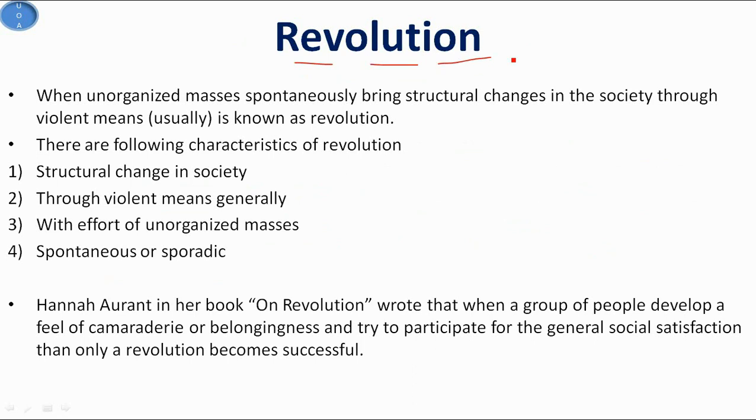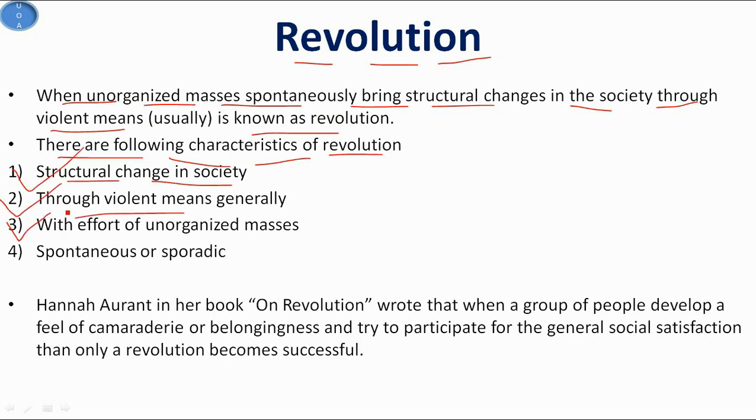Now we see the last topic, that is revolution. When unorganized masses spontaneously bring structural change in the society through violent means, it is known as revolution. And there are the following characteristics of revolution. The first being structural change in society, then it is through violent means, then it is with the efforts of unorganized masses, and it is spontaneous or sporadic. But some changes are structural and multidimensional in their impact, though not through violent means, and are also called revolution, like the industrial revolution, green revolution, IT revolution, etc.